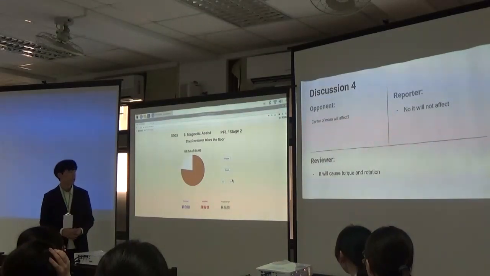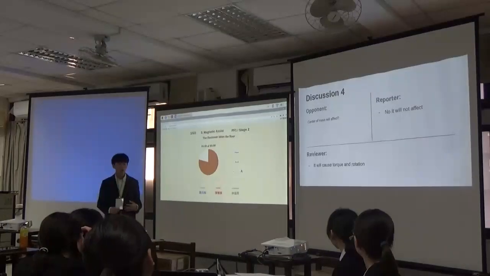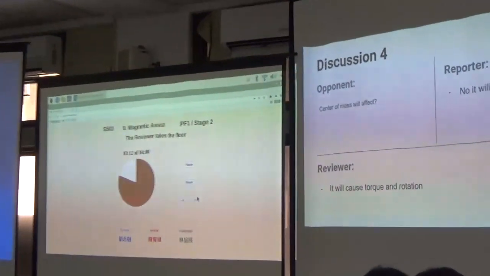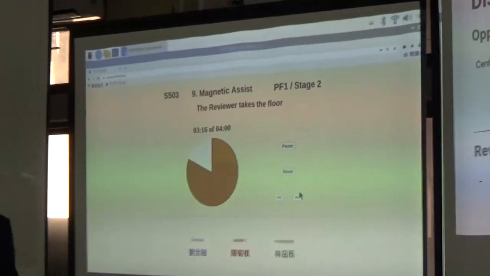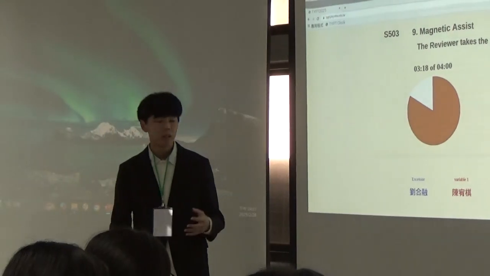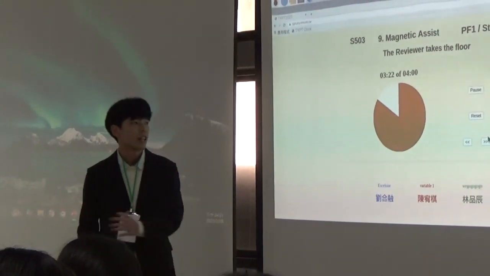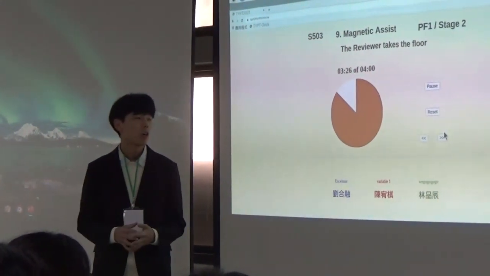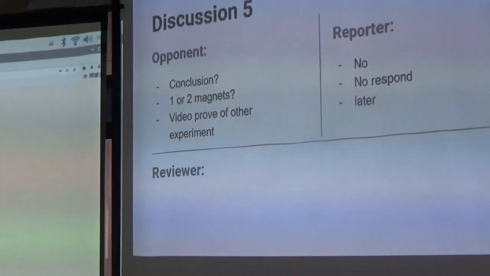For discussion number 4, the opponent asks the reporter how the center of mass will affect the system, and the reporter said it will not affect the system. We think it will cause torque and rotation throughout the experiment, and also the center of mass is on the next.